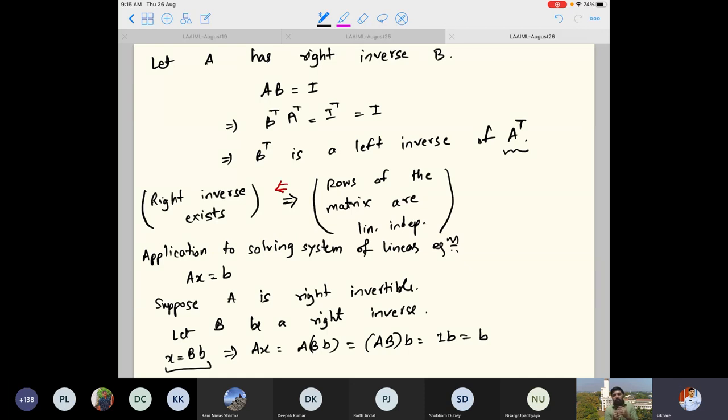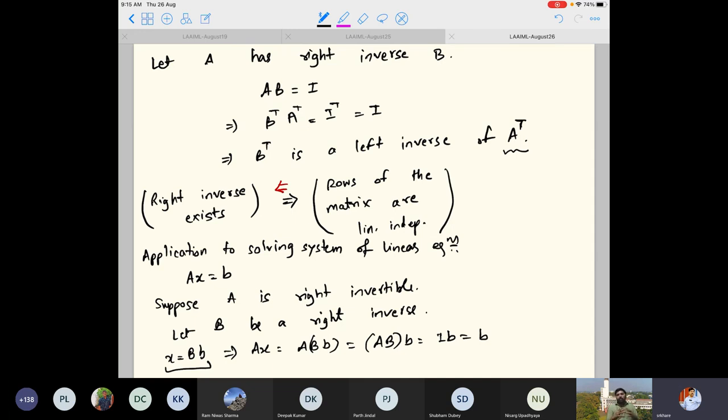But this is one of the solutions possibly. You consider a second right inverse, because the right inverse is not unique. You consider another right inverse C. Then you take X is equal to Cb, and possibly that also satisfies. So that is another solution that you may have found. So the solution may not be unique, but if A is right invertible, then the solution always exists.